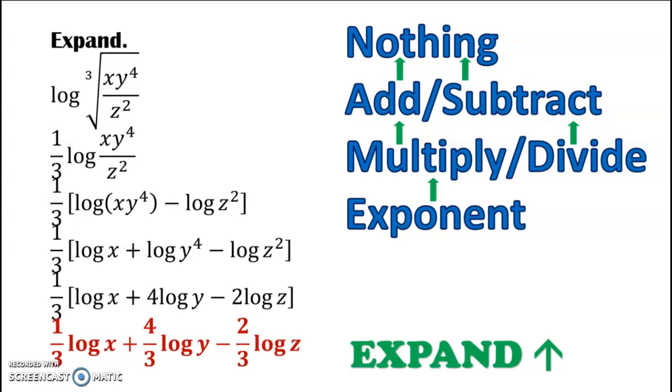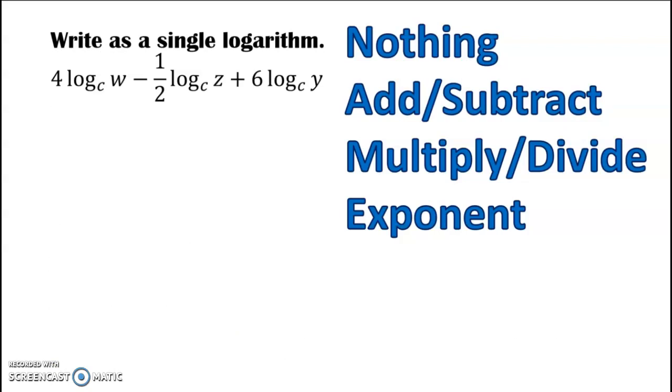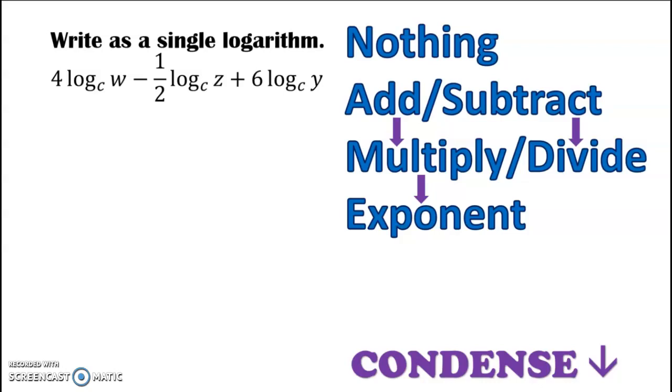We have 2 more examples, and these 2 are condensing. So here we're going to write this as a single logarithm, which is usually the instructions, and what that means is condense. So for expansion, we were adding in logarithms. Here we're going to take logarithms away. So we're going the opposite direction. And it's important to note that you can only combine if they have the same base. So notice all of these logarithms have base c. If one of those had a different base, we would not be able to combine it.